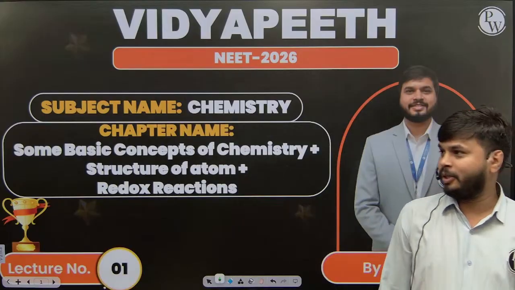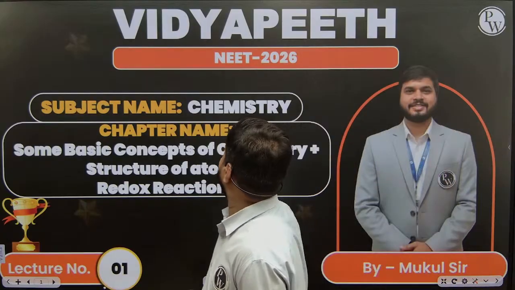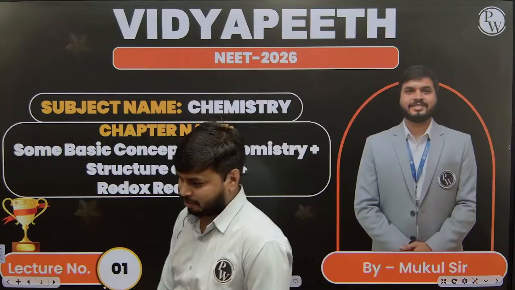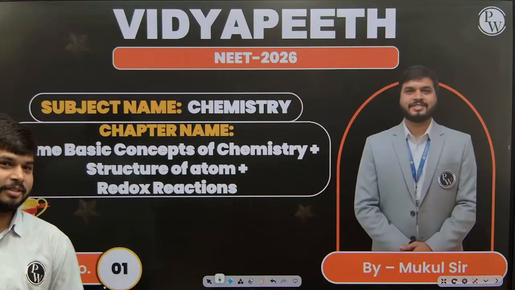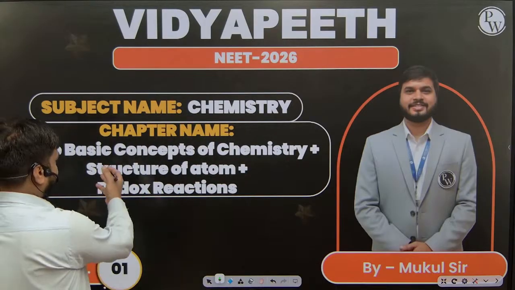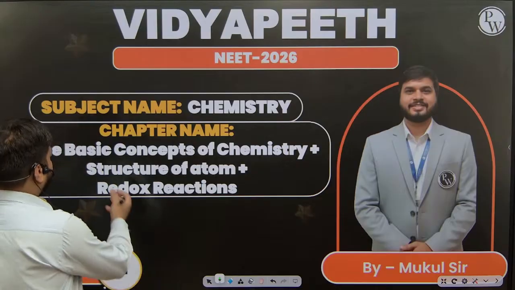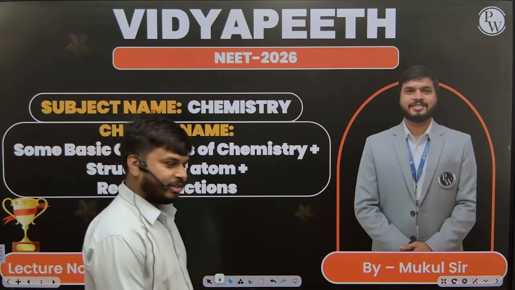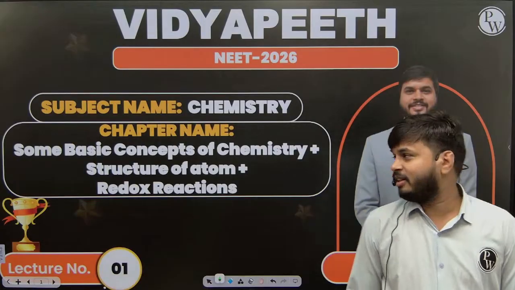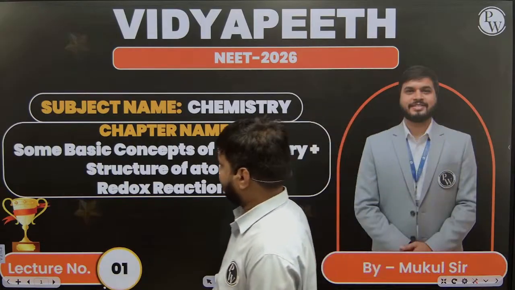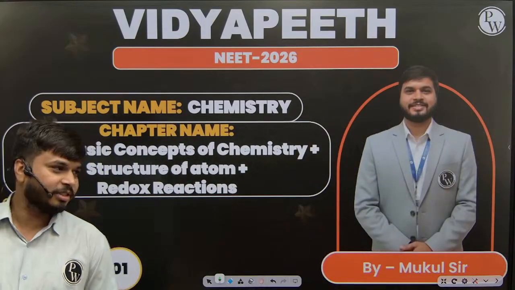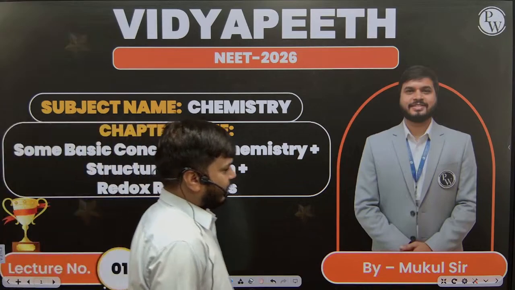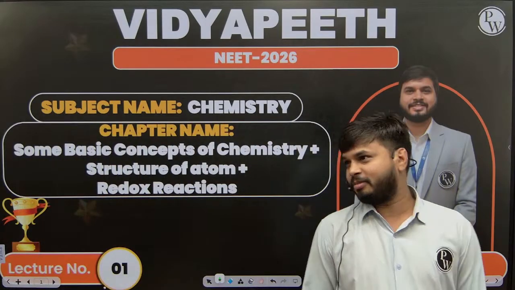Today we are here to discuss many of the topics of these three chapters: some basic concepts of chemistry, structure of atom, and redox reactions. These three are very important chapters in our syllabus. Many of the students find it very difficult to solve the questions from these three chapters, right?